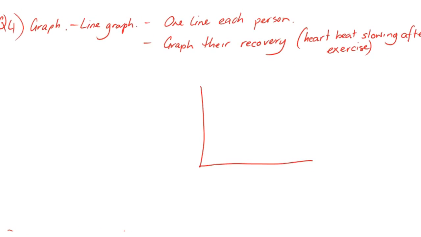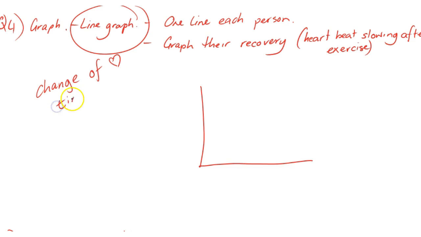Now the next thing you have to do is graph it, and it's asking you to compare graphs for different people, and essentially it's wanting a line graph, because a line graph is what we use when we have to look at change over time. We're looking at the change of someone's heart rate over time, and the amount of slope on the graph will be a bit of a picture to tell us how quickly the heart rate is coming down.